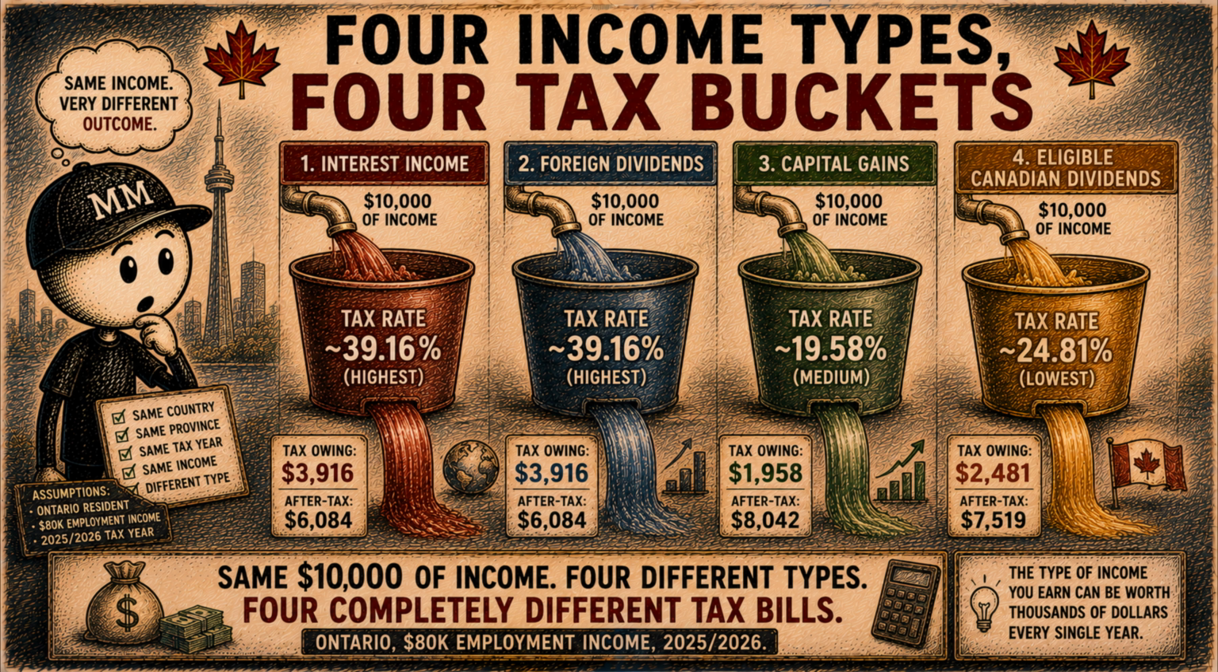Because the reason Canadian eligible dividends are so tax-efficient only makes sense when you see what they are being compared to. Canada taxes 4 types of investment income at 4 completely different effective rates. Let us run them all through the same scenario. A Canadian earning $80,000 in employment income in Ontario, receiving an additional $10,000 in investment income. What do they actually pay in tax on that $10,000?